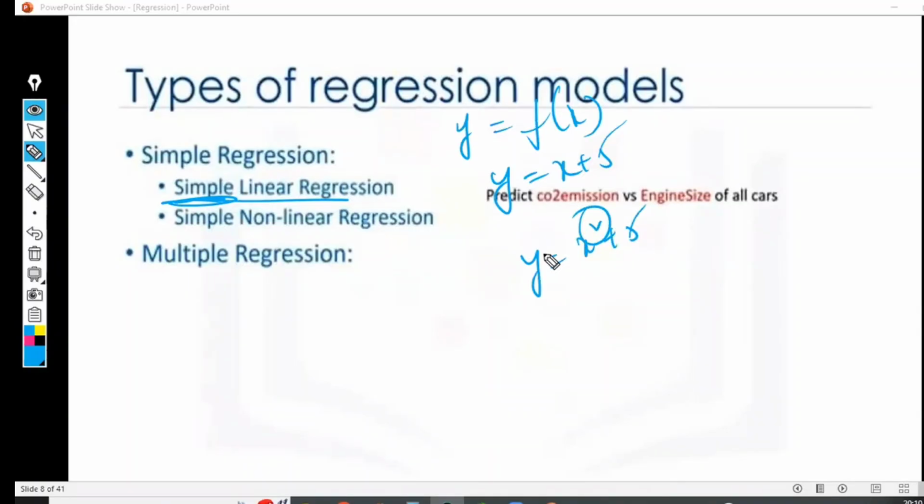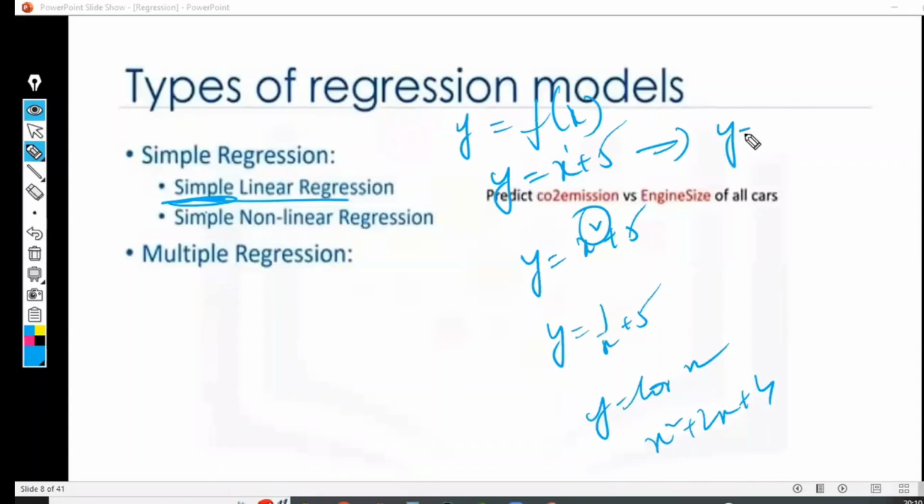Simple means not this simple equation. Linear means x to the power should be 1, not plus 2, only 1, and not minus 1 either. If y is equal to 1 by x plus 5, it is a non-linear equation. Y is equal to log x plus 5 is also non-linear. Y is equal to x square plus 2x plus 4 is also non-linear. Anything apart from this comes under non-linear. The equation of linear is y is equal to mx plus c.